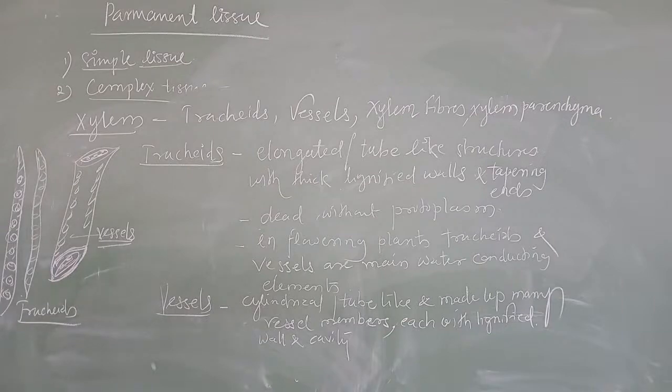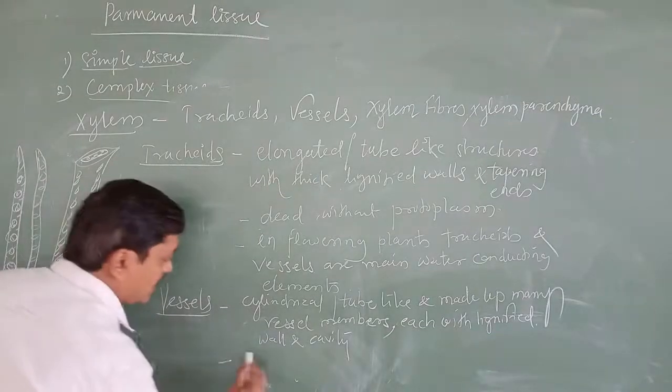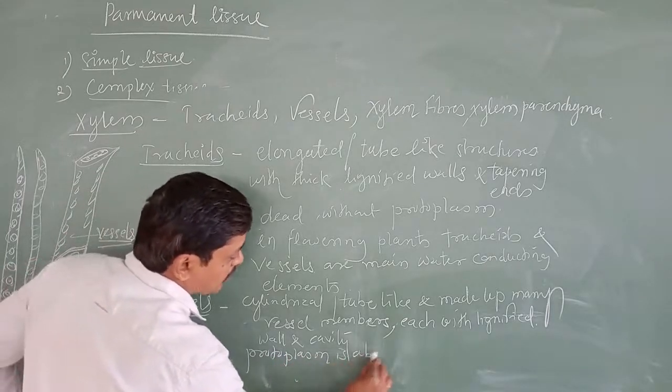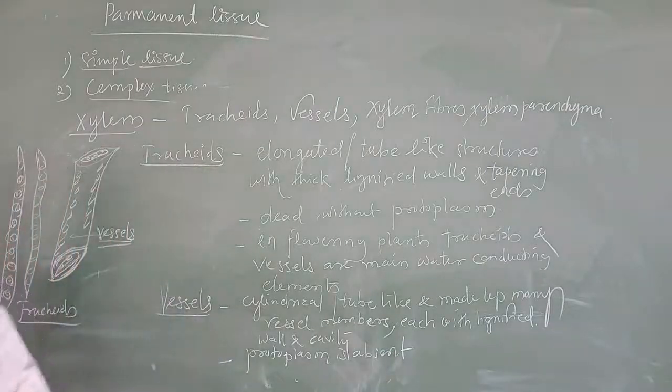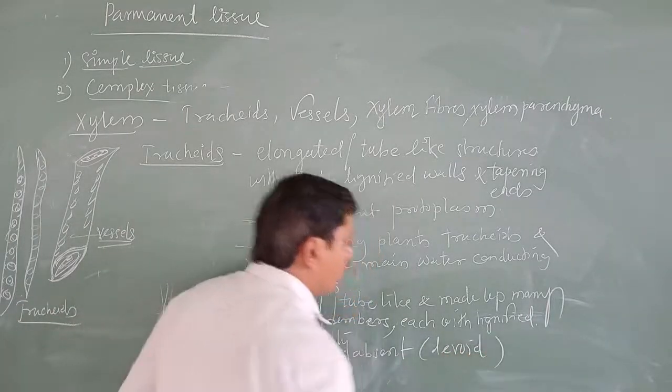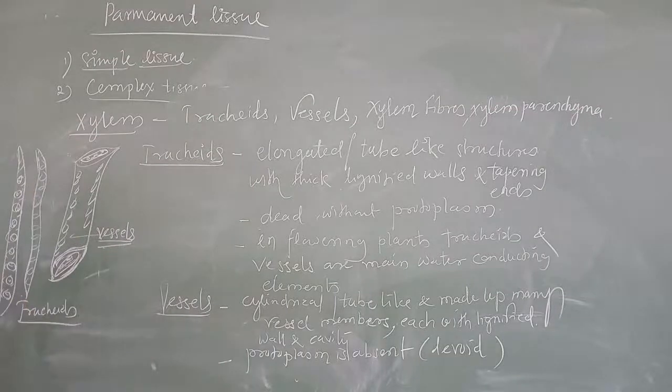The vessel cells are also devoid of protoplasm. In the sense, here also protoplasm is absent. Here you will get the word devoid, meaning absent or not present. You can also write lack; lack means devoid. Devoid of protoplasm.